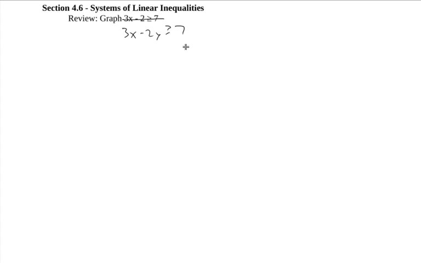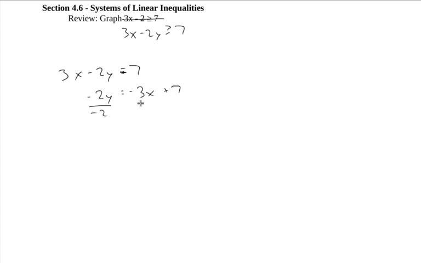remember that when we were graphing these, we pretend this is an equal sign first. So 3x minus 2y equals 7. So for the first part of graphing this, I'm going to just replace it with an equals. And to figure out where the boundary line is, I'm going to put this into slope-intercept form. So negative 2y equals negative 3x plus 7. I subtracted 3x from both sides there.